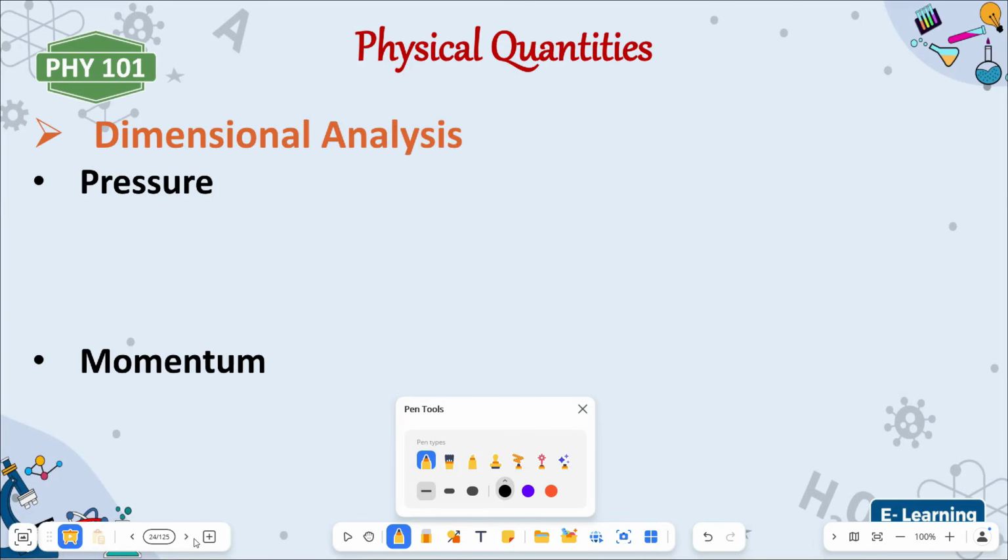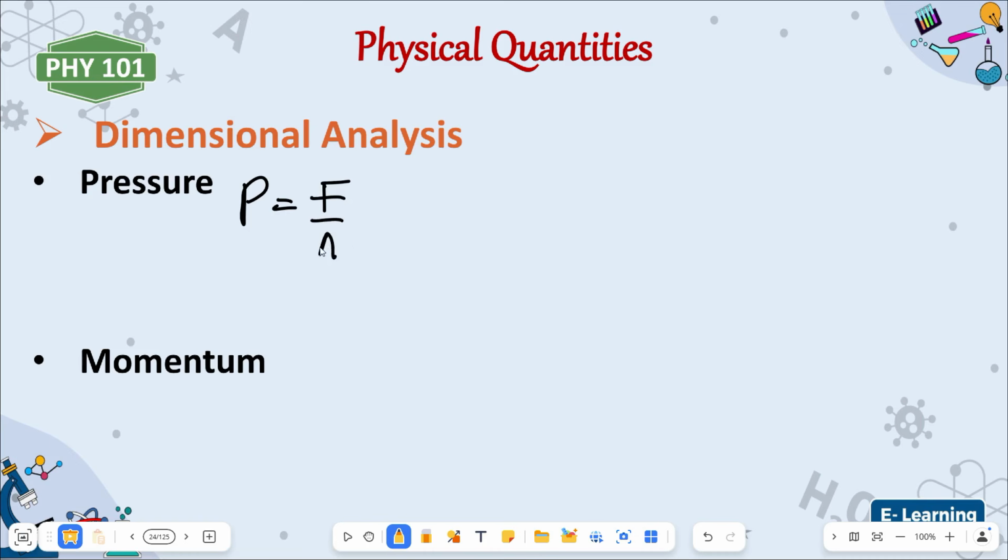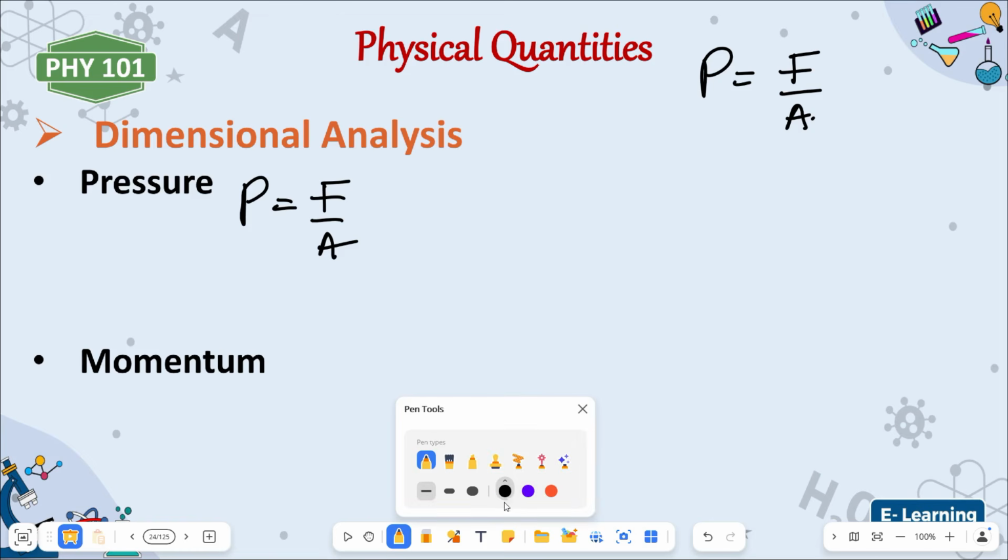Now, the next one. Pressure. Pressure is force over area. Now, what does this mean mathematically or in context? It means pressure is inversely proportional to area. So if area is small, pressure will be high. And if area is high, pressure will be low.